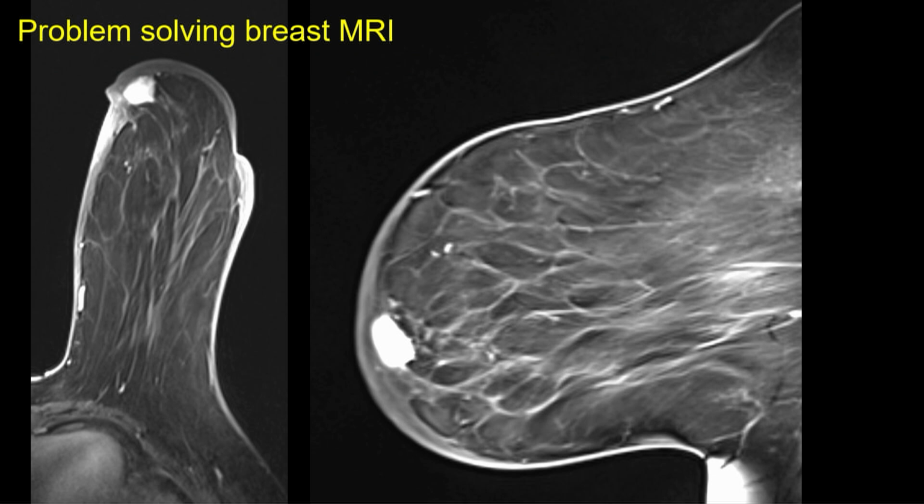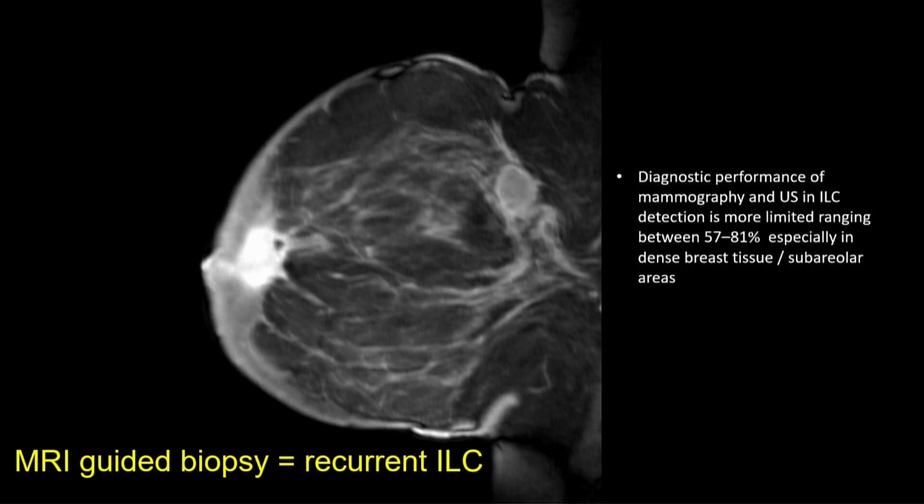And you can see very well there's a homogeneously enhancing mass in the subareolar region corresponding to our PET CT. Because of the challenging mammo and ultrasound findings and the prior non-diagnostic FNA, we ended up doing an MRI-guided biopsy, and this is a recurrent invasive lobular carcinoma. The diagnostic performance of mammo and ultrasound in ILC detection is limited, and it ranges from 57 to 81%. And this is especially in patients with dense breast tissue or in the subareolar regions like in this case.